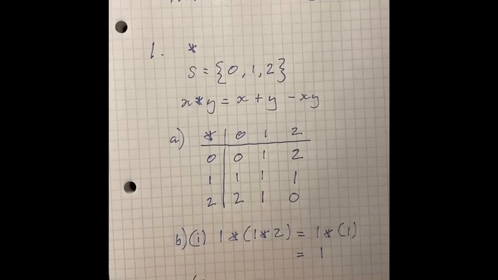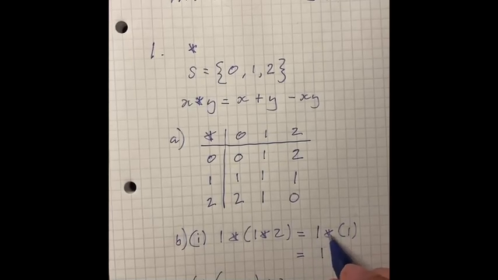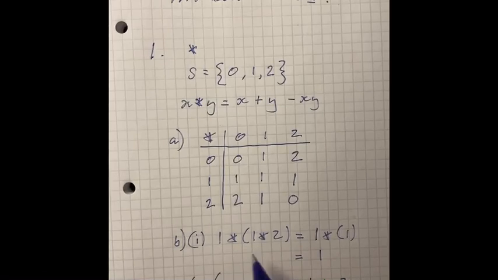Second one, 1 star 1 star 2. Okay, so it's the same numbers as that with the brackets. Is 1 star 1, which is 1, star 2, which is 1 star 2, which is 1. So they're the same. What does it tell us? Okay, so where you put the brackets doesn't matter.